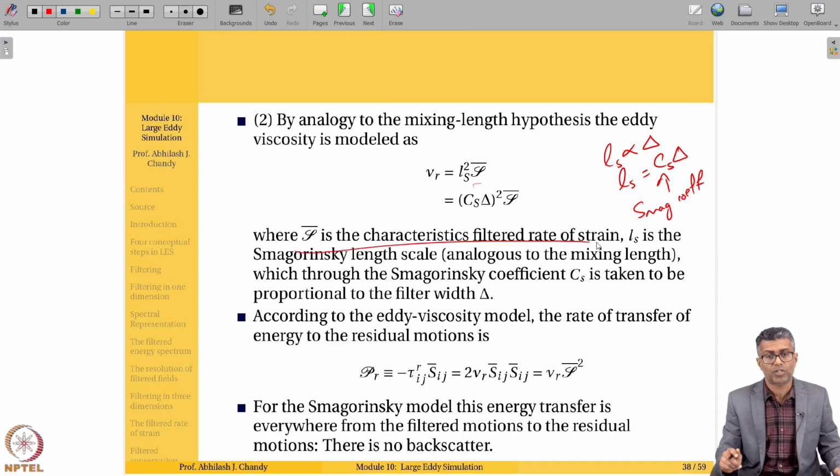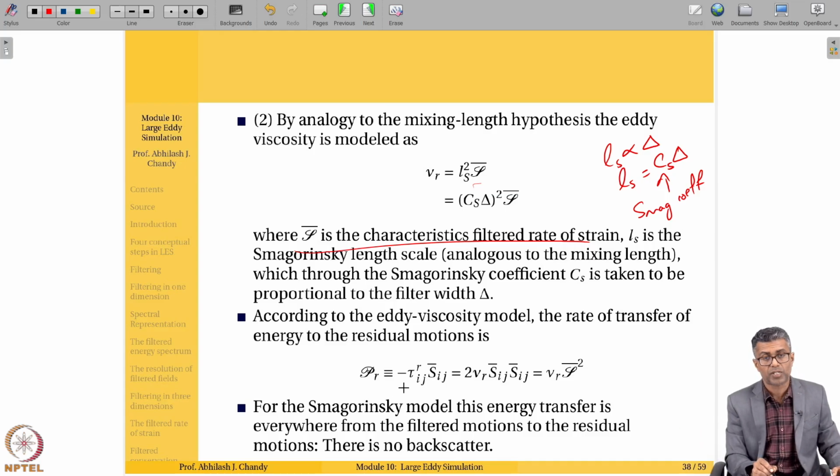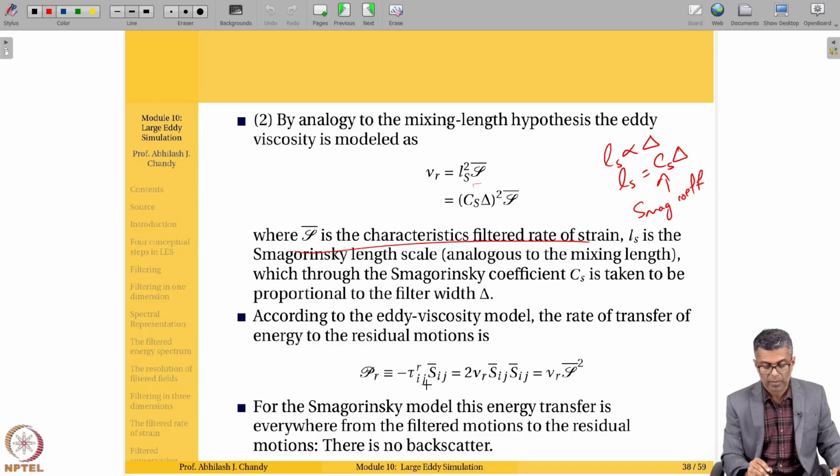S bar here is the characteristic filtered rate of strain. So nu r we are saying is Ls squared times S bar, and that is Cs times delta, squared, times S bar. Okay. Now, according to the eddy viscosity model, the rate of transfer of energy from the large scales to the small scales, P r as we called it, is minus tau ij r Sij bar, and instead of tau ij r, I'm substituting this. So I get minus 2 nu r, and there would be a minus on the outside, so it becomes plus. So 2 nu r Sij bar Sij bar.